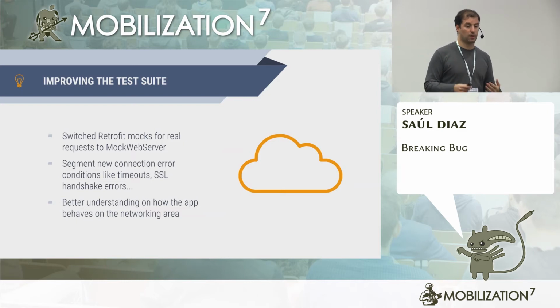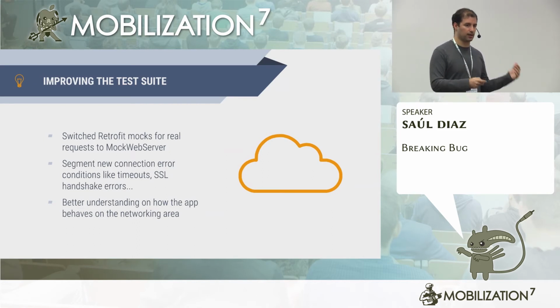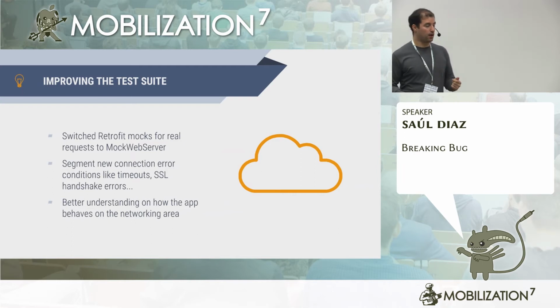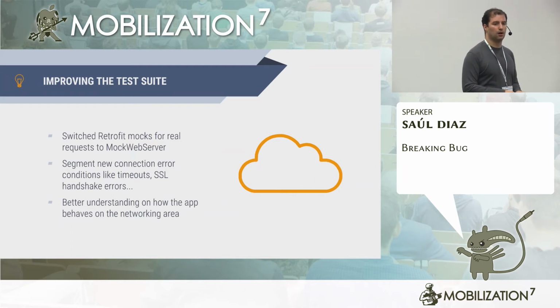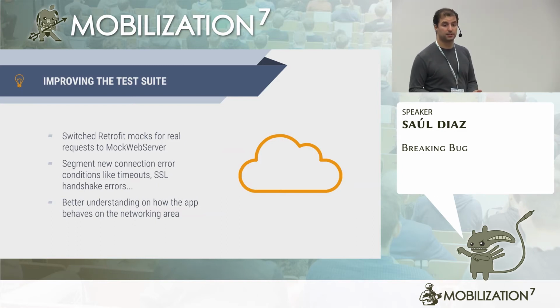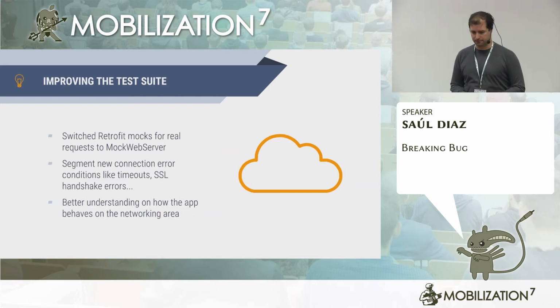We could now test what would happen when there would be a timeout, or when we were having an SSL handshake that is failing, or the server cuts the connection. And we learned a lot about how the application actually behaves in failing networking conditions. So good. We have solved it. It was time to go home.